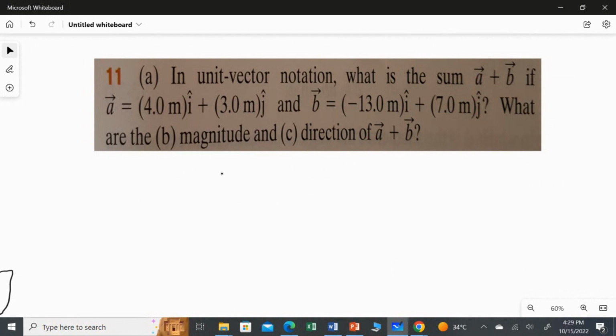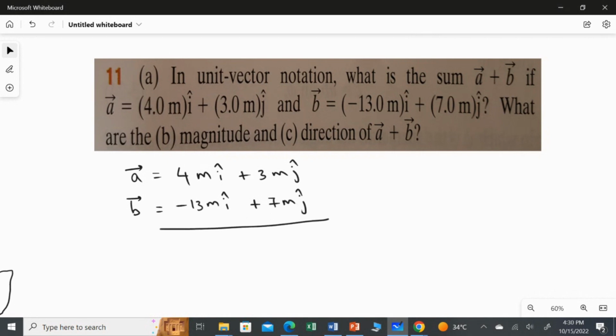First, we have to find the sum A plus B. So in the first part, better I will write the equation first. A vector, which is equal to 4 meter i cap plus 3 meter j cap. What is our B vector? Our B vector is minus 13 meter i cap plus 7 meter j cap. And what are we going to do? We are going to add A vector plus B vector. So that is our first question.